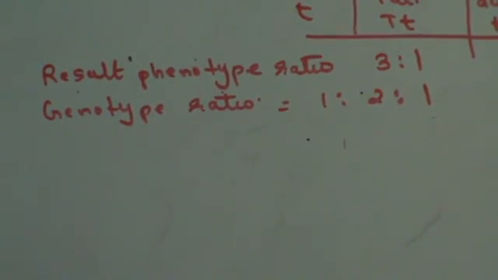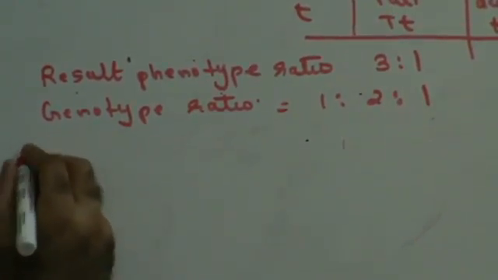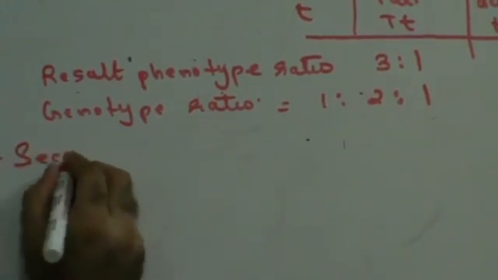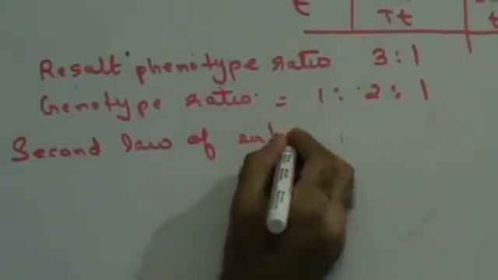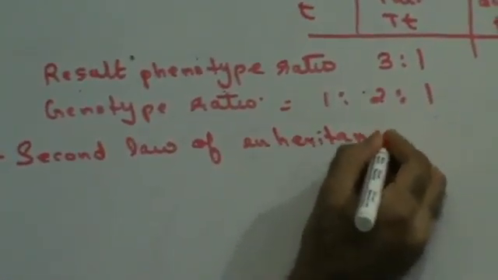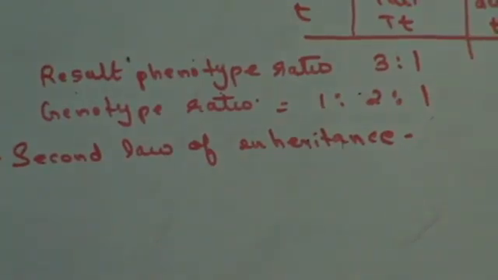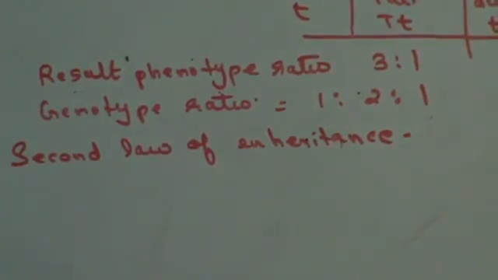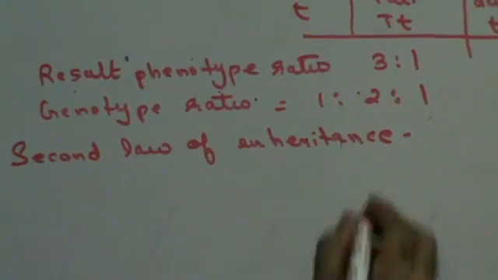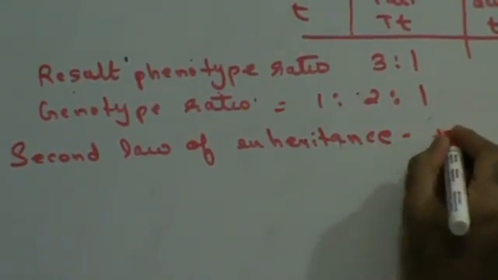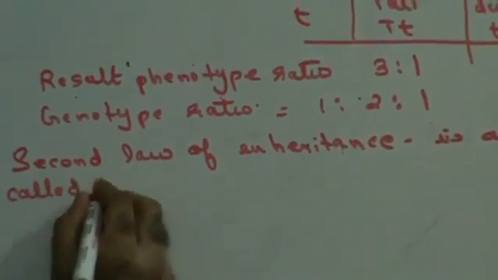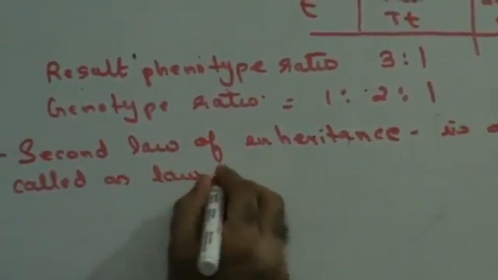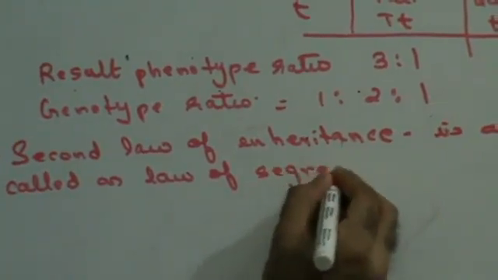Law of segregation is also called the second law of inheritance. What is the first law of inheritance? The law of dominance is my first law of inheritance. Second law of inheritance is also called the law of segregation.